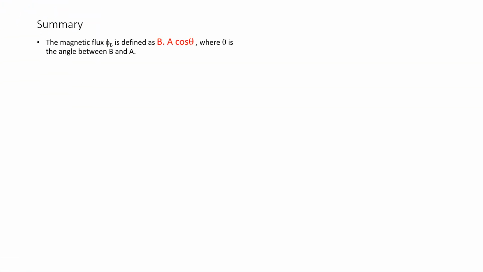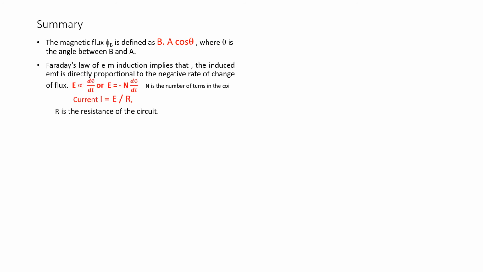Now let us summarize whatever we have learned in section 6. The first point is magnetic flux is defined as BA cos theta, where theta is the angle between B and A. Faraday's law of electromagnetic induction implies that the induced EMF is directly proportional to the negative rate of change of flux. Therefore, E is proportional to d phi by dt, where d phi by dt is the rate of change of flux.